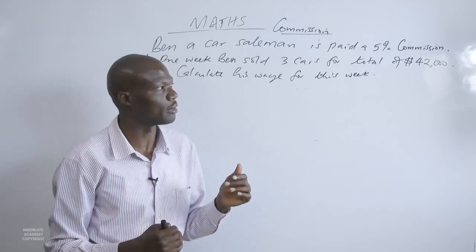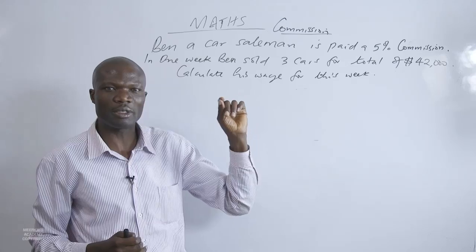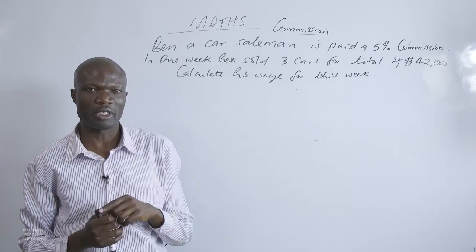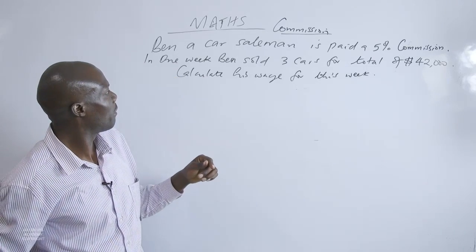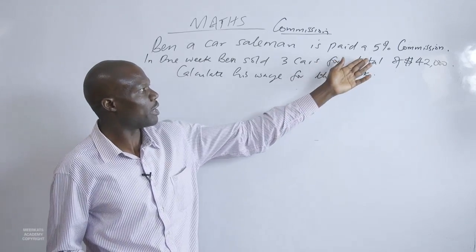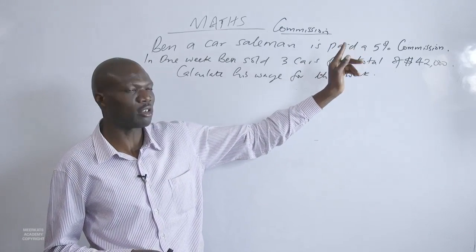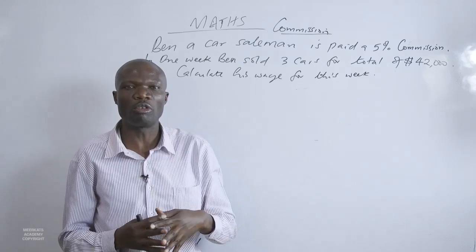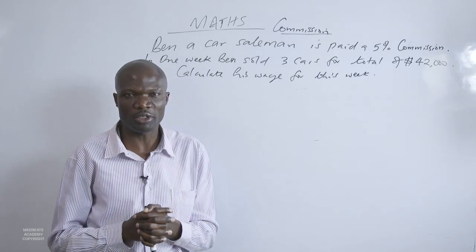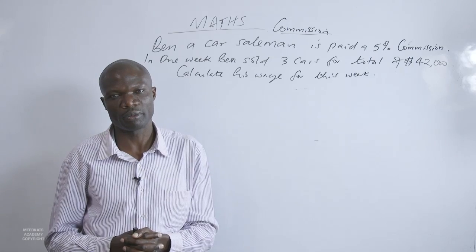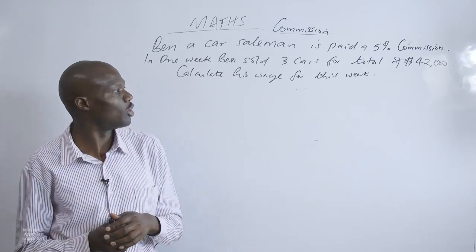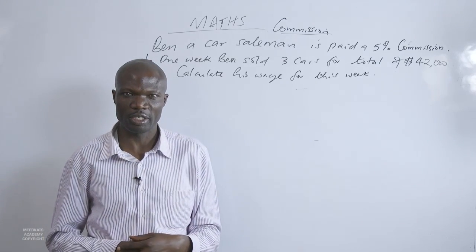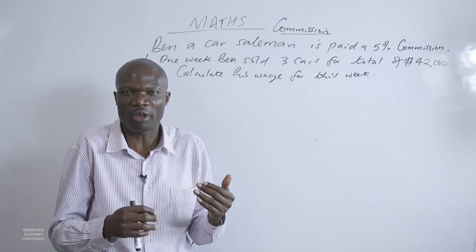So I want you to look at this. Ben, a car salesman, is paid a 5% commission. In 1 week, Ben sold 3 cars for a total value of $42,000. So we are asking you, calculate his wage for that week. How much did Ben walk away with?